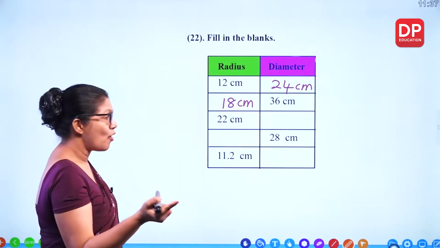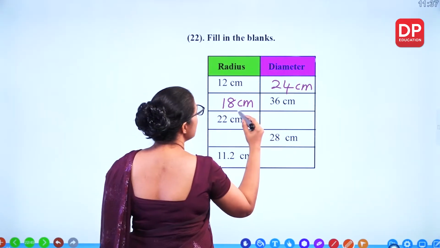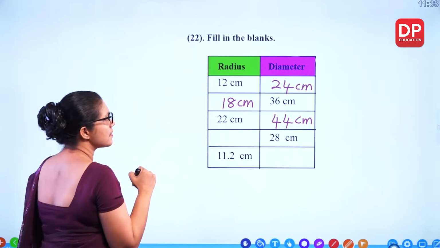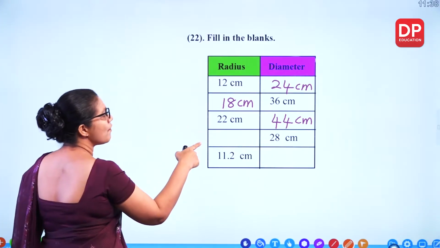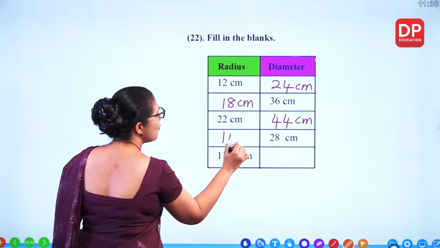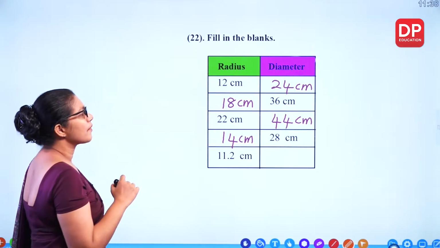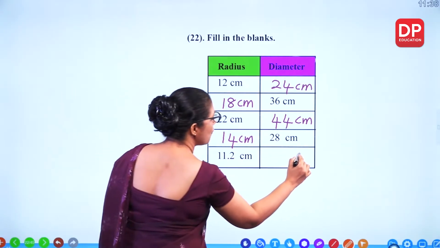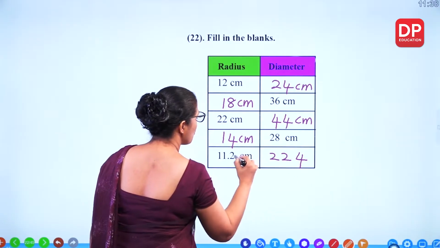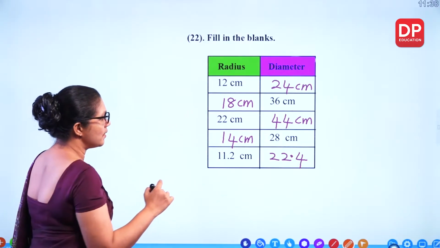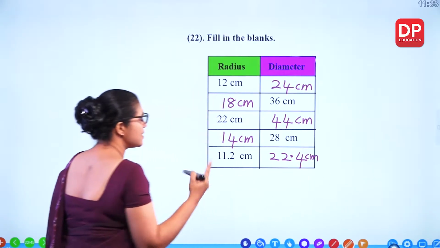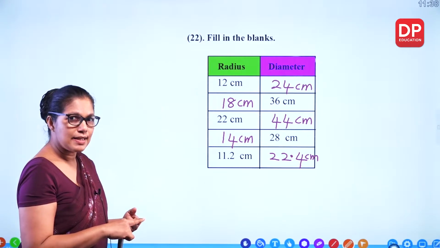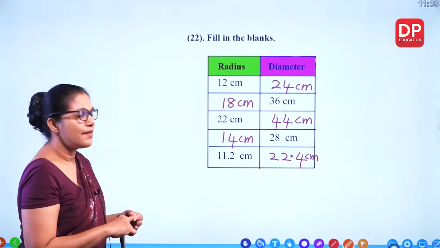22 radius. How do you get the diameter? Double it. Multiply by 2. 44 centimeters. Diameter is given, 14. You divide by 2 to get the radius. And 11.2 is the radius. Multiply by 2 to get the diameter. 4, 2, 2. So here 22.4 centimeters is the diameter. So now you know the relationship between radius and diameter. Diameter is twice the radius.